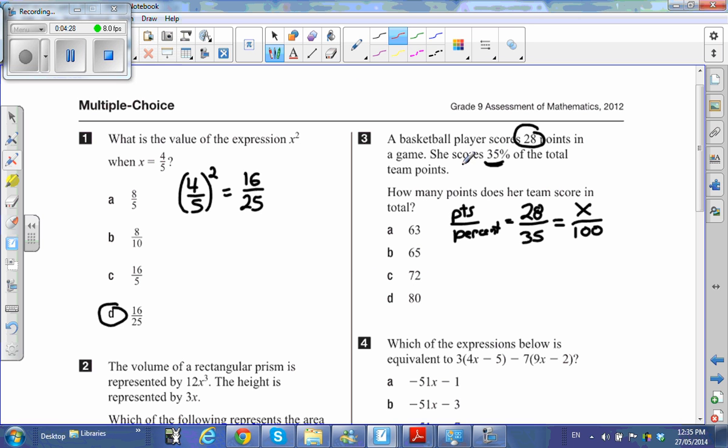So I'm going to cross multiply here. So 35 times x is 35x, and 28 times 100 is 2800. So to solve for x, we need to divide both sides by 35, which looks like 80, but we'll just double check here. I'll pull up a calculator.